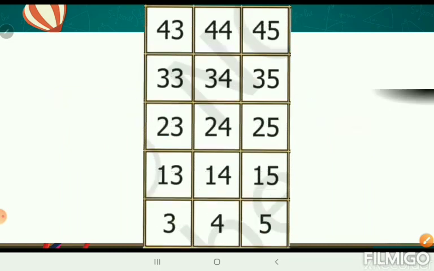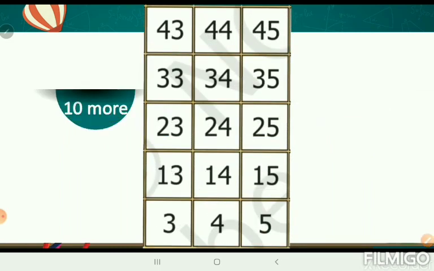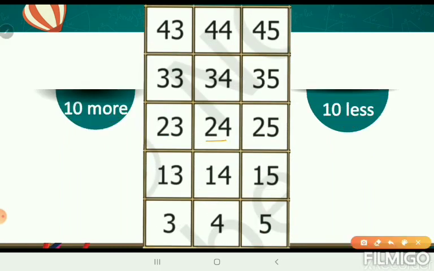Let's see one more part of the grid. Let's take 24. If I want to find 10 more than 24, I have to add 1 to the tens place. So 2 plus 1 is 3, 34. My answer should be 34. That means when I'm jumping one step up, my answer is 34.